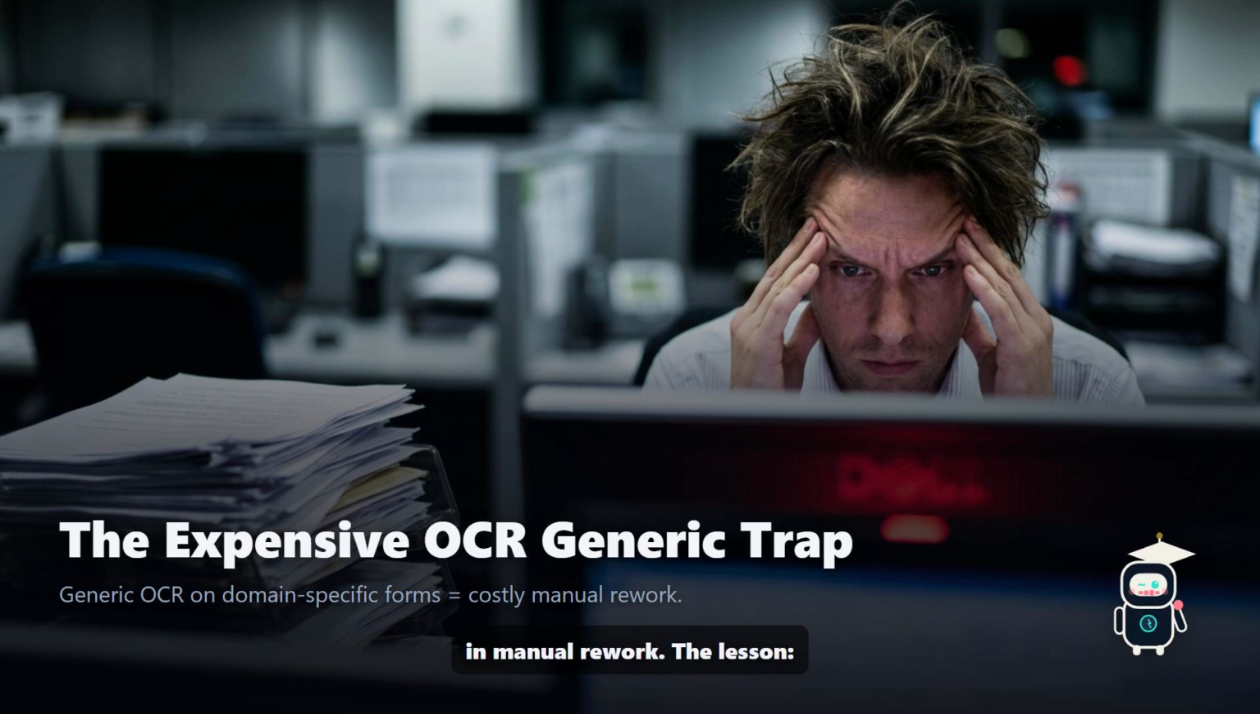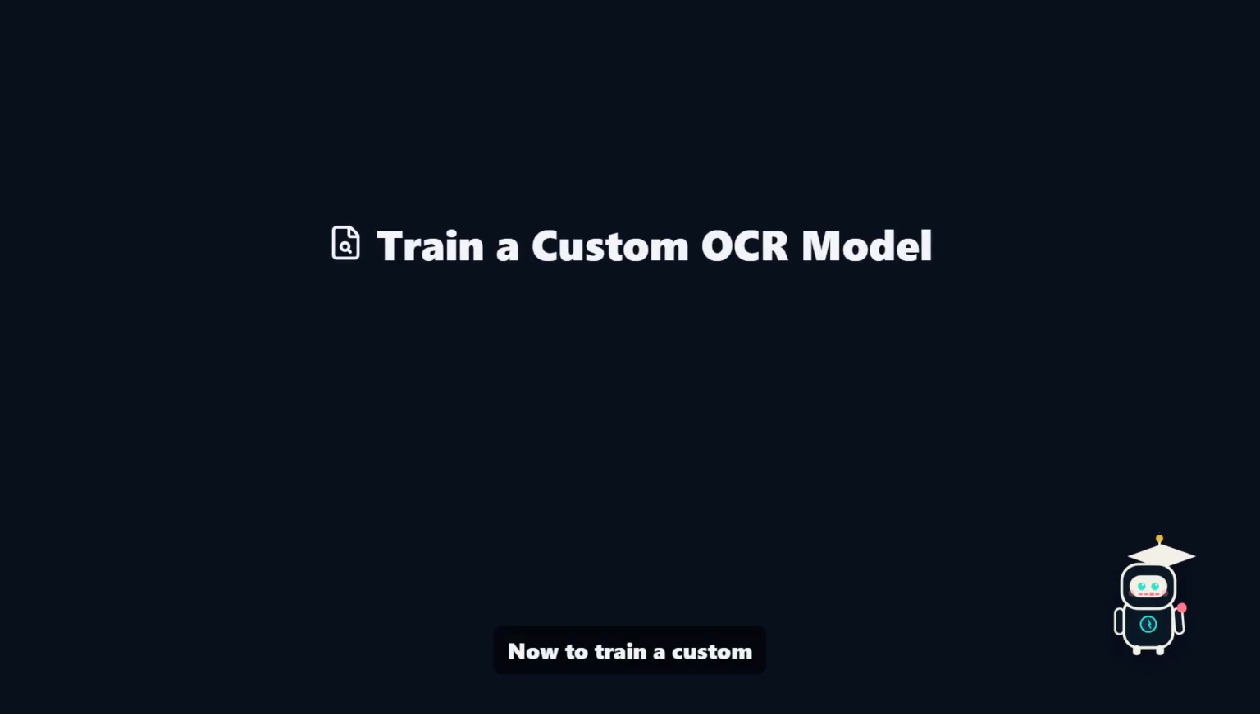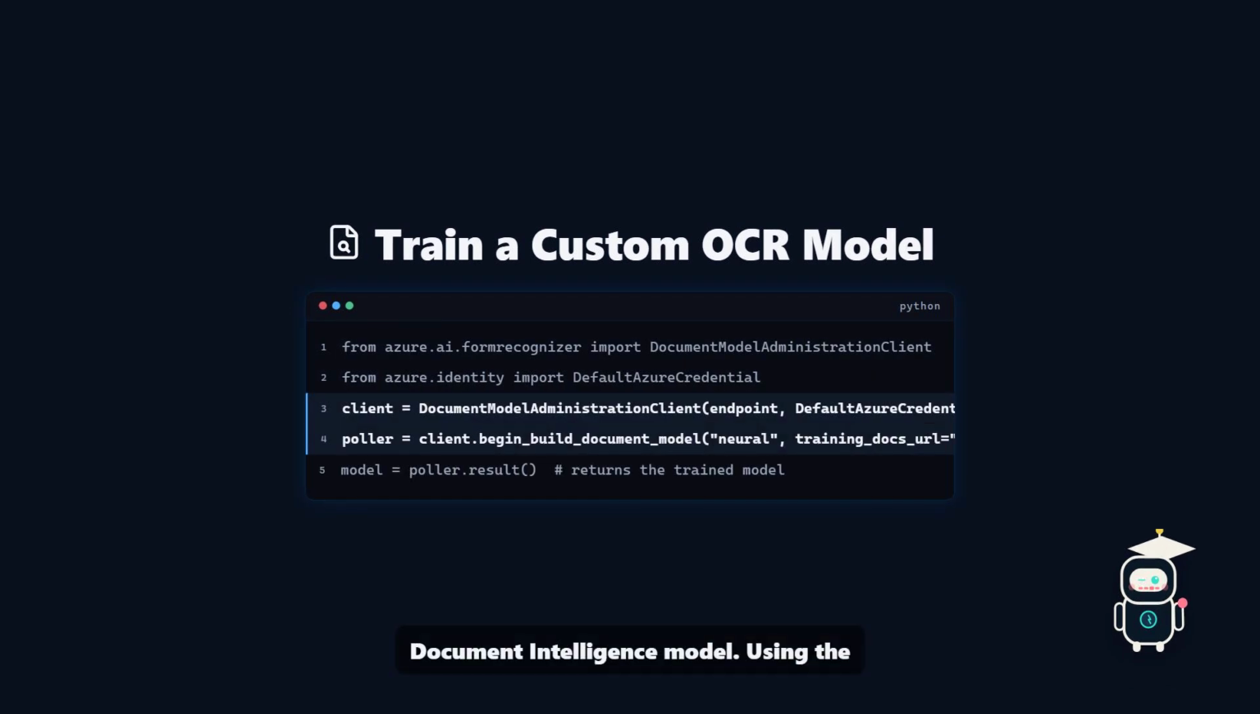The lesson: generic OCR fails expensively on domain-specific documents. Custom training pays for itself fast. Now to train a custom document intelligence model.